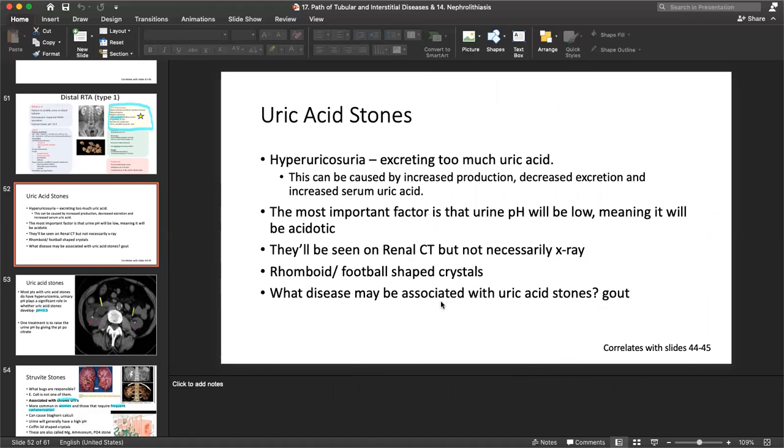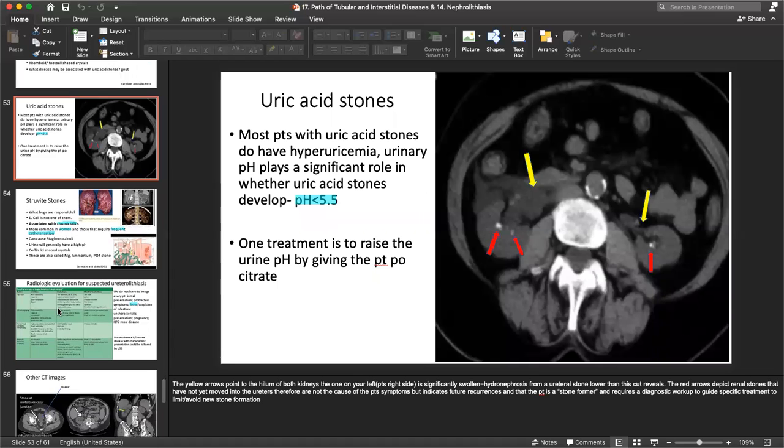Uric acid stone, they're excreting too much uric acid. And they're going to have a low pH. So uric acid, lemon, acidic.